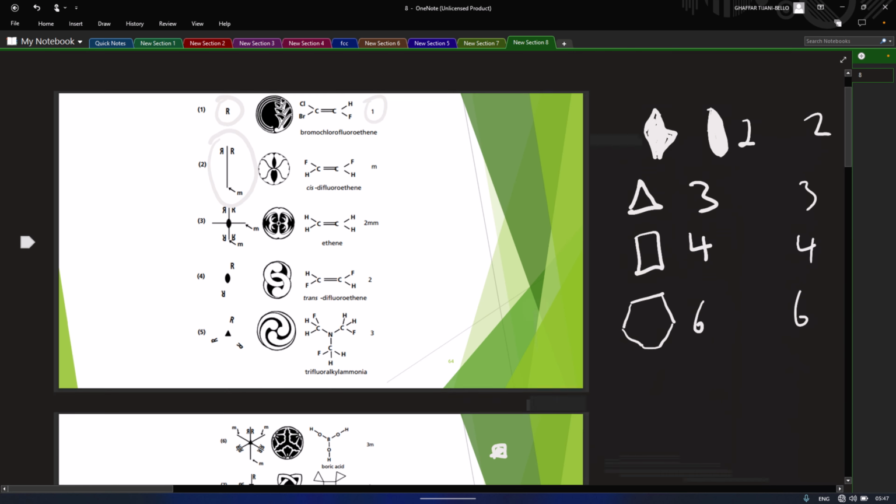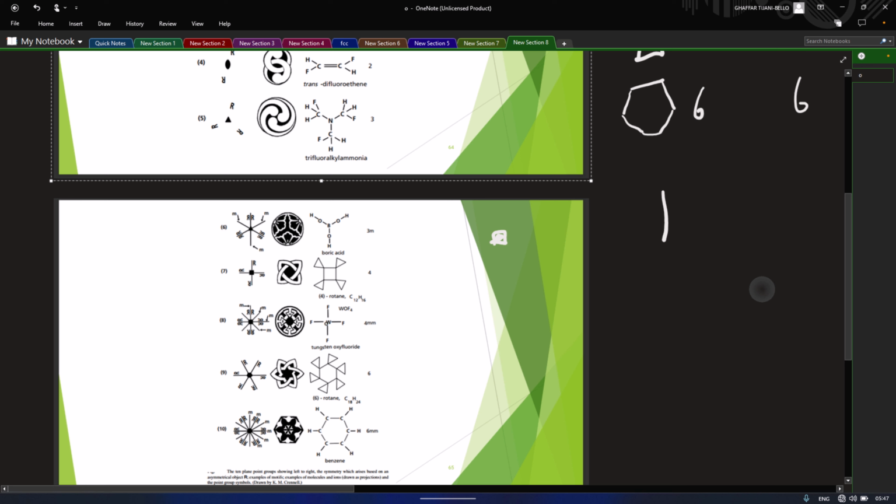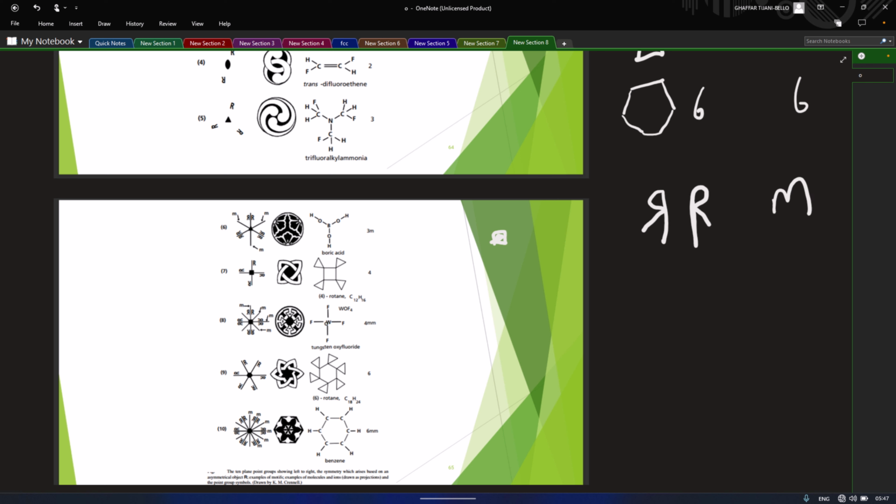Then the next thing you need to look for is mirror. So the moment you see something like this, right, an alphabet repeating itself, you know you're writing M, right? You know you're writing M.